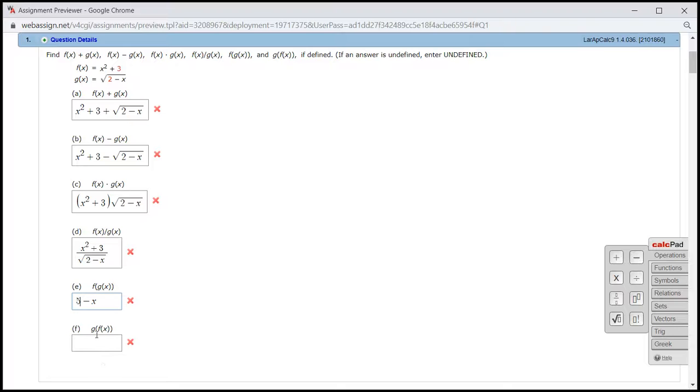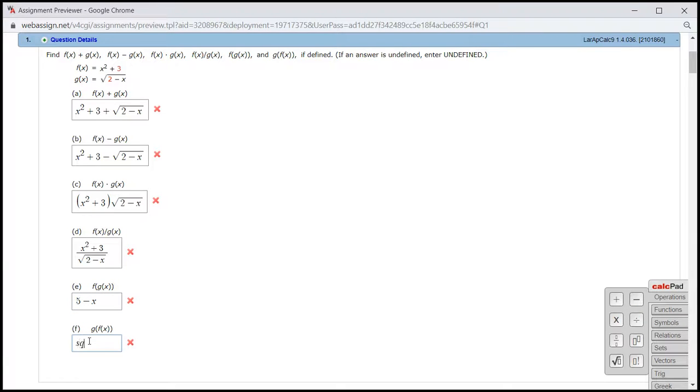And the other one, we're going to plug x squared plus 3 in for x. This one is a little tricky. You're going to get the square root of 2 minus, and we plug in f of x, which is x squared plus 3. But as you can see, 2 minus 3 is negative 1, so I can turn this into negative 1. Then we thought that this would be the right answer.